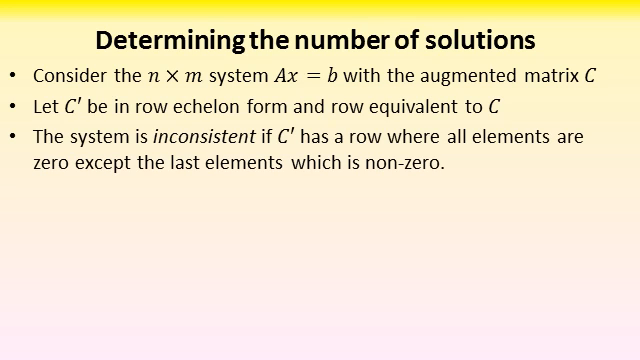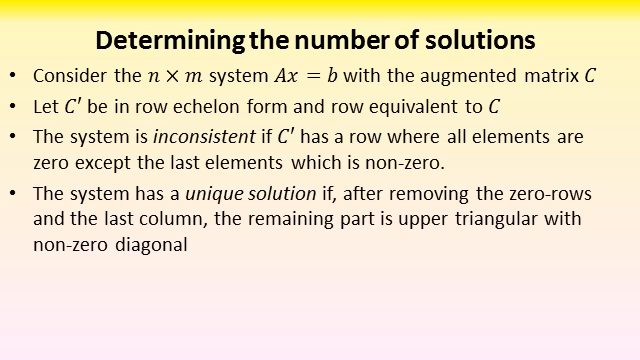The next step is to look for zero rows. We know that we can remove such rows because they tell us nothing except that 0 is equal to 0. Once you have removed the zero rows, if there are any, remove the final column of the augmented matrix. If you are left with an upper triangular matrix with non-zero elements on the diagonal, then you know that the system will have a unique solution. So let's review this. The system will have a unique solution if, once you have removed zero rows, which tell you nothing, and the last column, you're left with an upper triangular matrix with non-zero diagonal.